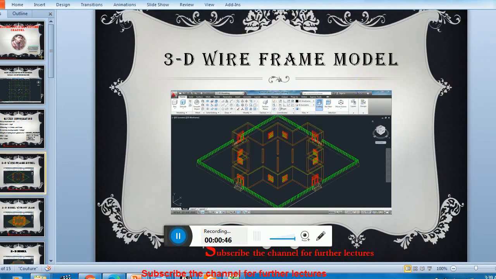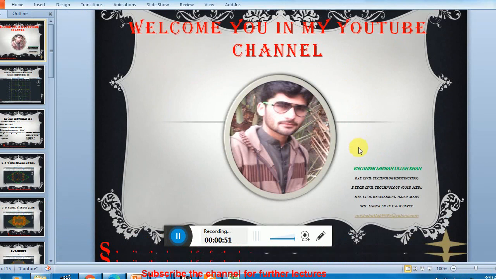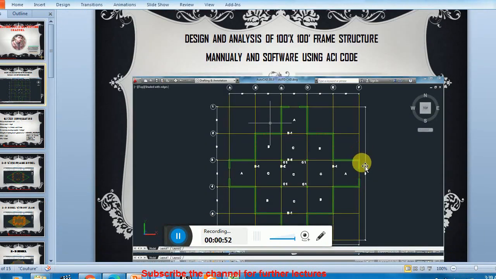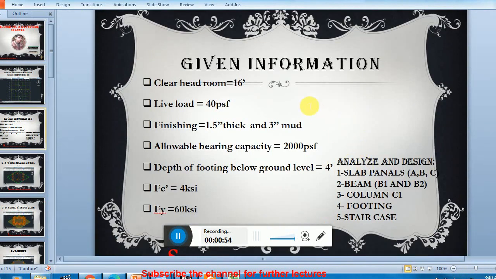Let me show you what we have. The data which is given to us is basically right here. This is the given data. The clear headroom of the structure is basically 16 feet. Live load is 40 psf. This is taken from the code, remember.